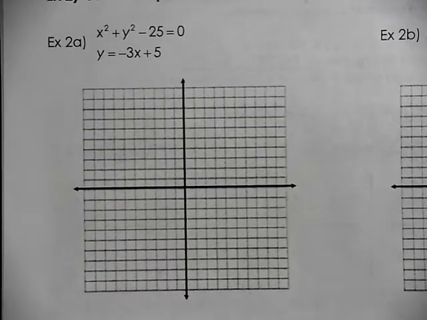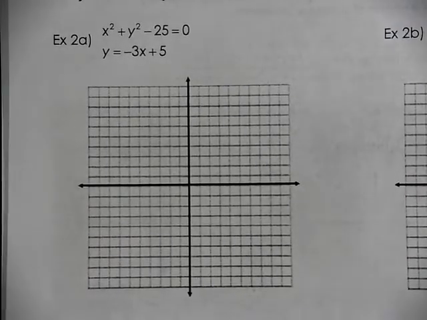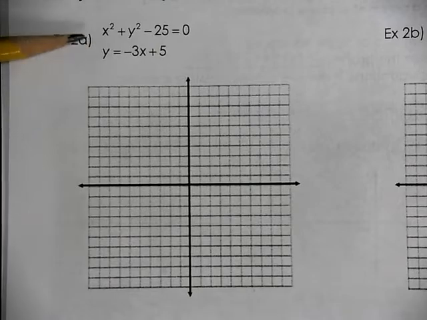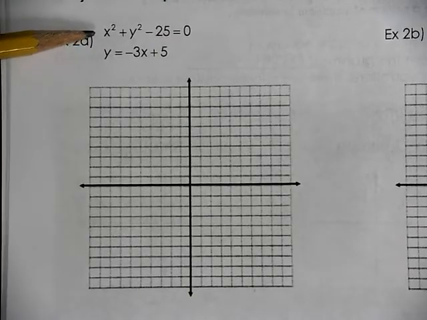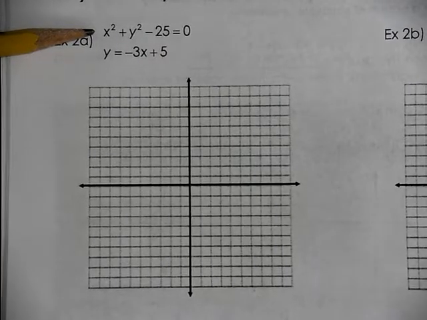So let's look at this first example. What do we expect to happen with this first example? What shape is it? And how many solutions are we going to have? Let's look at the first equation. What type of equation is that? We all need to know. That is a circle. It has the x squared and the y squared.